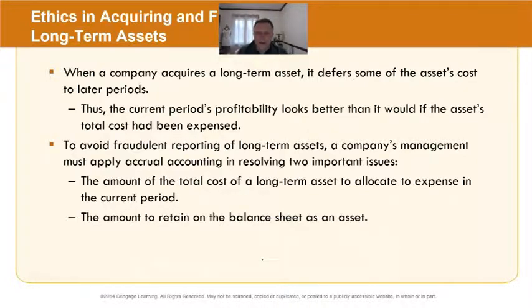Again, we're going to talk about ethics. To avoid fraudulent reporting of assets, a company's management must apply accrual accounting principles to the total cost of the asset and the amount to retain on the balance sheet. Remember, we talked about this a week or two ago: there's a lot of room for subjectivity in this area, and therefore a lot of room for fraudulent behavior. Your book mentions WorldCom as one of the examples that took advantage of this; it didn't work out so well for them.